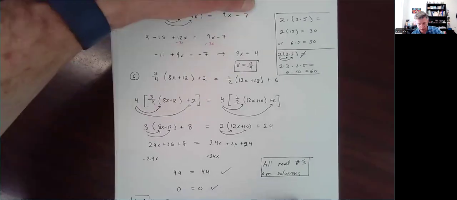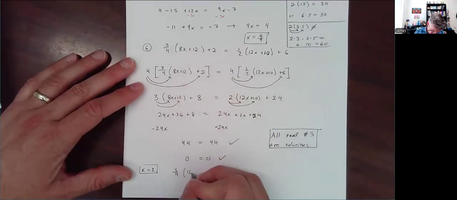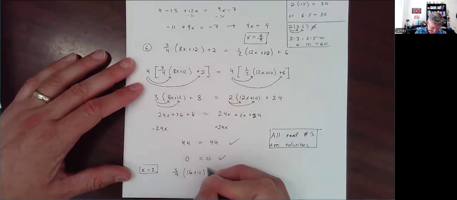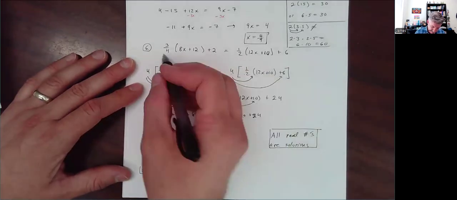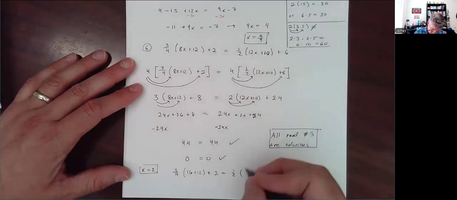Sorry, one second. Let's see. 2 times 8 is 16. So I've got 16 plus 12 plus 2, equals 1/2 times 12 times 2 is 24 plus 10 plus 6.